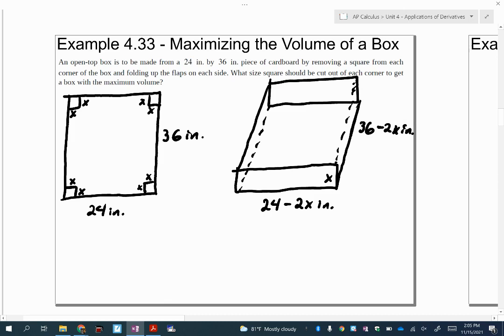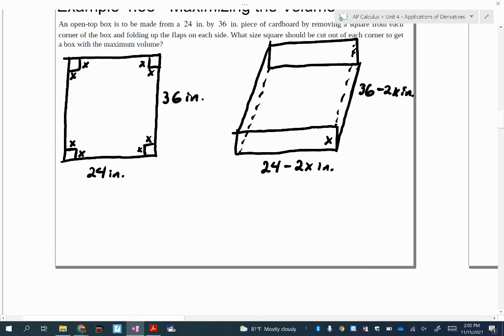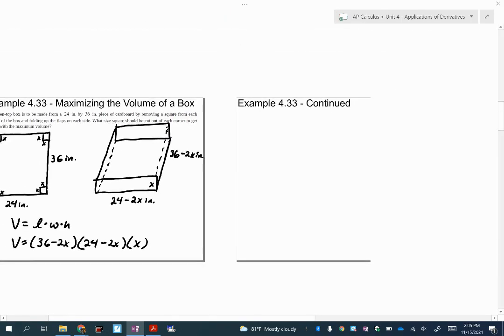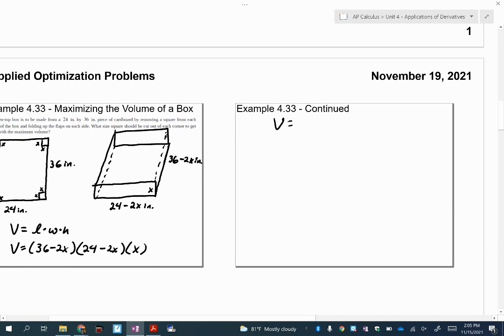Ultimately this is about maximizing the volume. So the first thing I'm going to do is write down the volume, which is length times width times height. So this is going to be 36 minus 2x inches times 24 minus 2x inches times the height, which is whatever height we choose for the squares that we're cutting out. Now I'm going to multiply this all out over here on this side. So that's going to be 36 times 24. Definitely need a calculator for this. So 36 times 24 is 864.